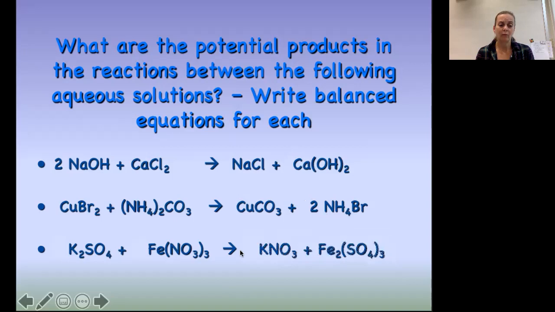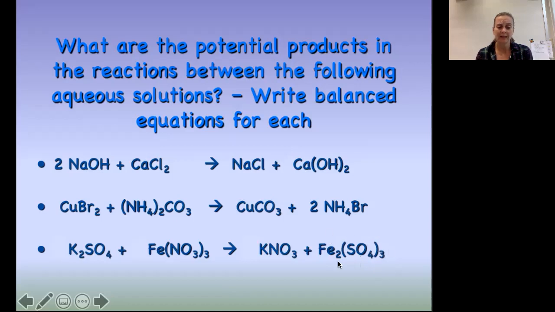Last one, more time, the cations are going to switch places. So we're going to have potassium nitrate and iron 3 sulfate. Now this one requires some thinking. We needed to look here and realize that because the iron is with 3 nitrates and each nitrate is a -1, that the iron must be a +3. So the iron is still going to be a +3 on this side, which means that I'm going to need 3 sulfates and 2 irons in order to have a neutral compound.